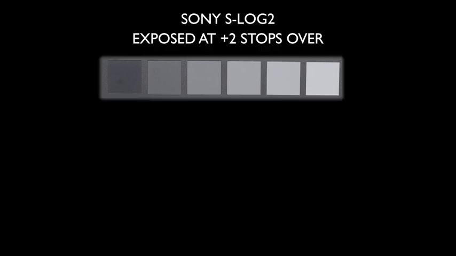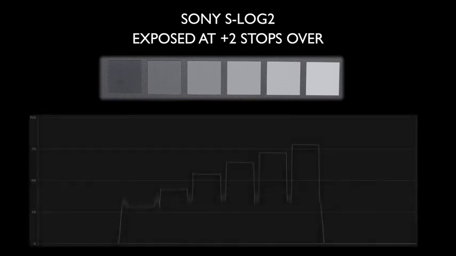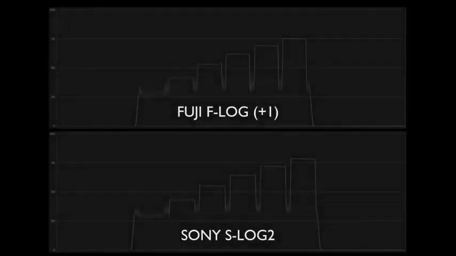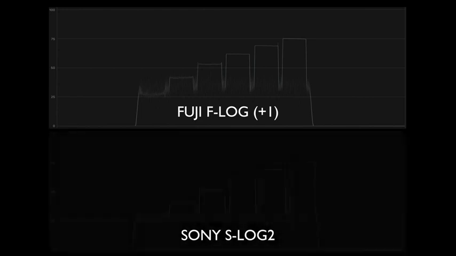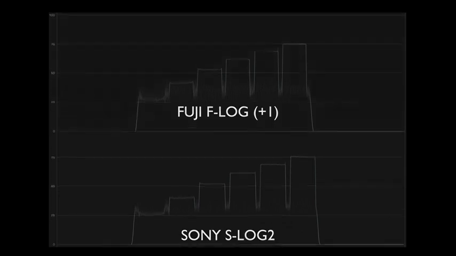Now masking our top row again and looking at the waveform, this actually compares really well to F-Log when exposed +1 stop. Checking them out side by side, you can see there's some remarkable similarities. F-Log on the top and S-Log 2 on the bottom. You can see that if I bring the exposure of the S-Log 2 clip down in post just slightly, they match very closely. I have to admit I wasn't expecting this. In my mind, I thought that Fuji would give me a slightly more contrasty log curve.